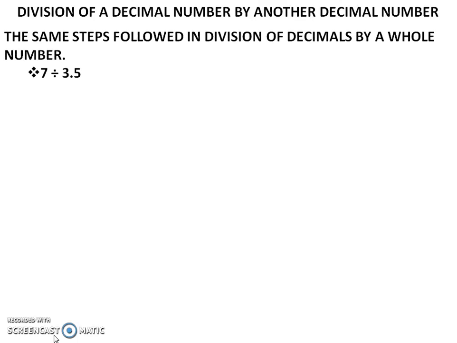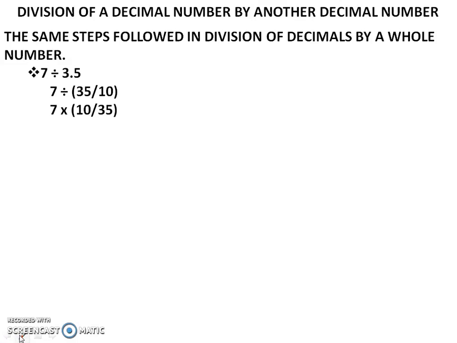7 divided by 3.5. Here the dividend 7 is a whole number and divisor 3.5 is a decimal number. So what is the first step? You are going to convert 3.5 to a fraction. 7 divided by 35 by 10. Now what will you do? You should apply fractional division. That is 7 into reciprocal of 35 by 10. That is 7 into 10 by 35.